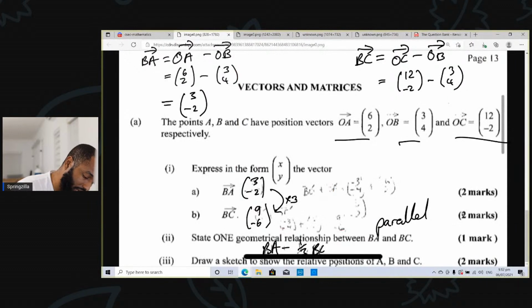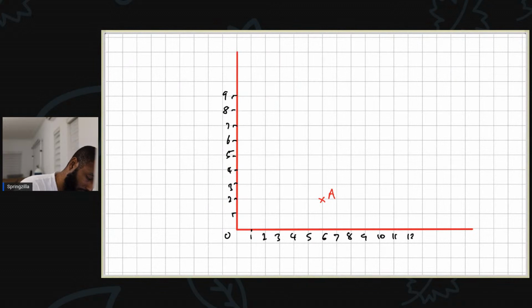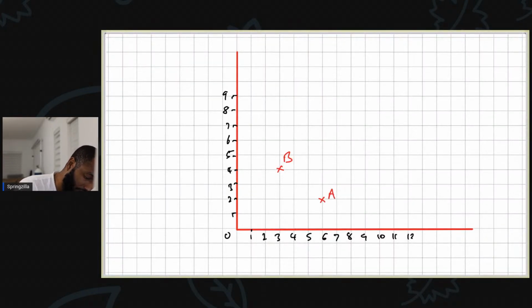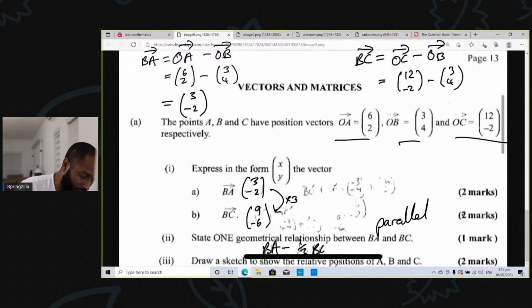BA is what? Oh, I'm trying to figure out the points. So yeah, this is the points. OB is 3, 4. So this is B. OC is 12, negative 2. See. So look again, you sketch and you show the relative positions of A, B, and C.